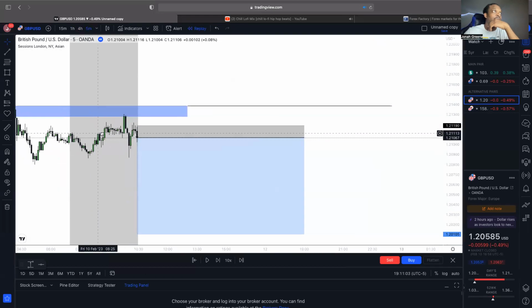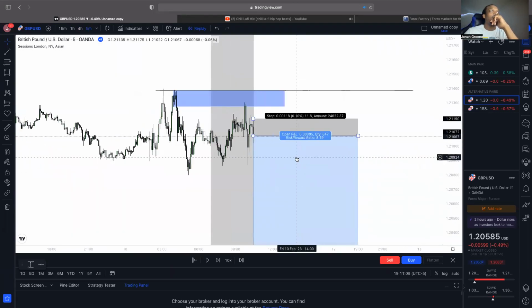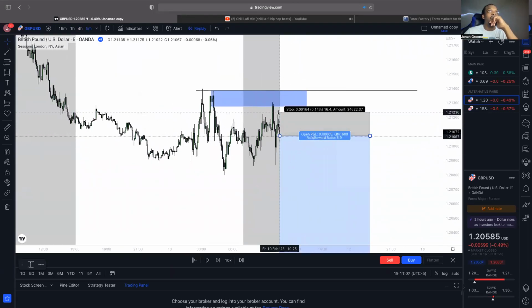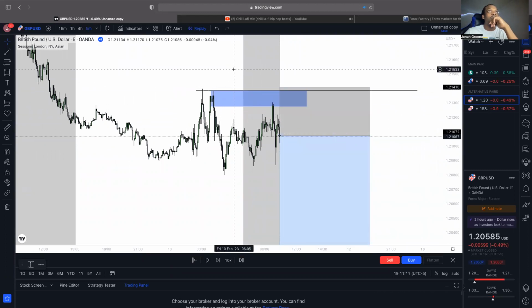Remember, this is the New York session. This is the reason why I had the session break right here. My stop loss was not here. It wasn't here. It was all the way up here. It was about 33 pips.